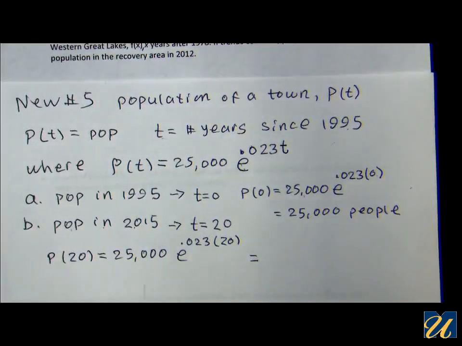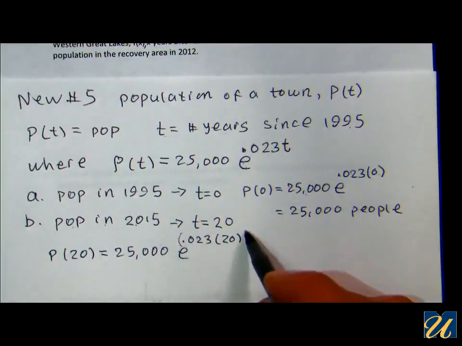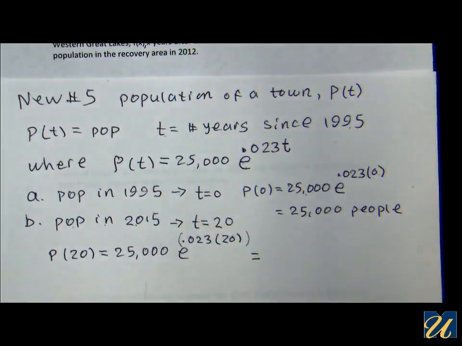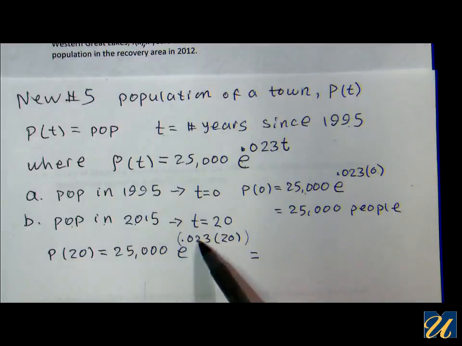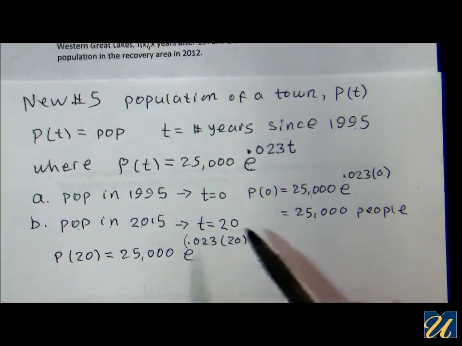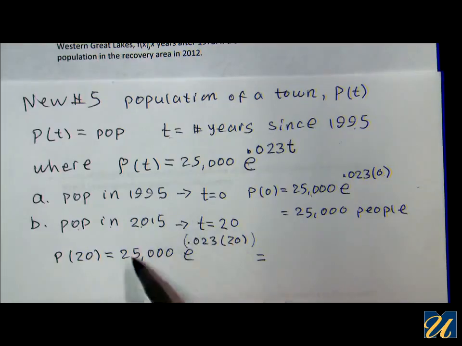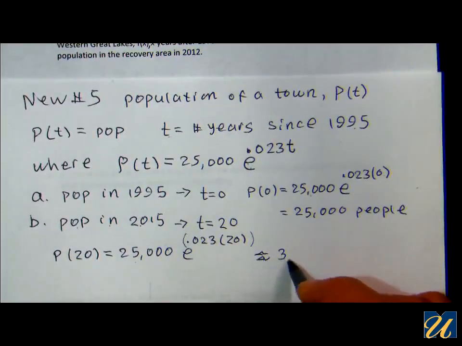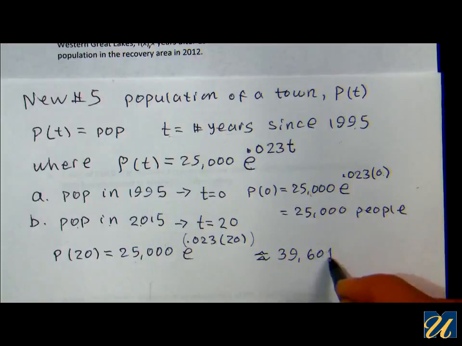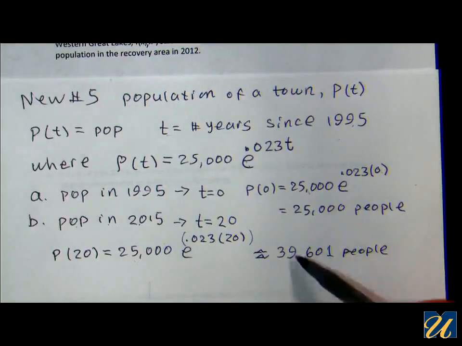Be sure that if you're using the calculator that all of this is in the exponent. It's best to block it off like that on the calculator so that you are sure. Otherwise, the calculator will raise e to the power 0.023 and then multiply by 20. That's not what you want. You want the 0.023 times 20, which you could do first, and then raise e to that power. Lastly, multiply by 25,000. So when you do that, we should get approximately 39,601 people. So you see that the population is growing.